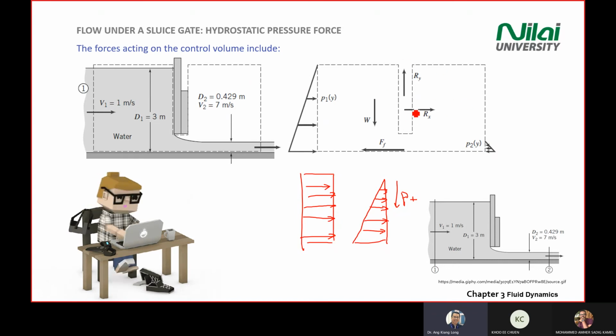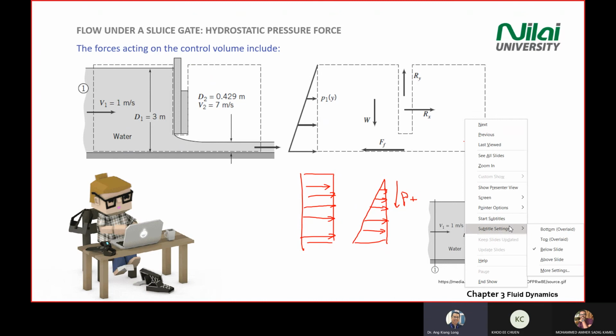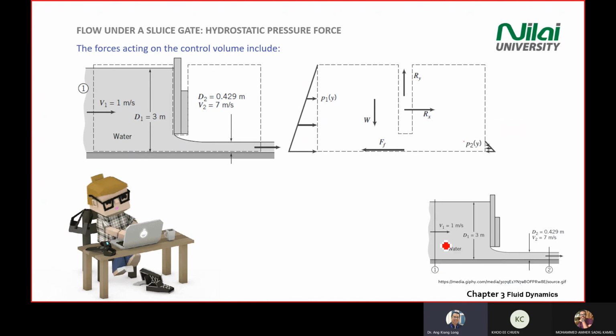One is in the x direction, which we label as Rx. One is in the y direction, which we label as Ry. So you need to know how to convert the complete system into a control volume. Then after that, you add in forces to become a free body diagram. So there are standard steps for that.